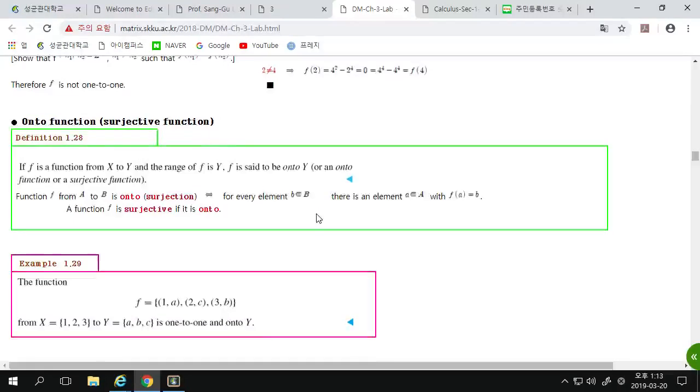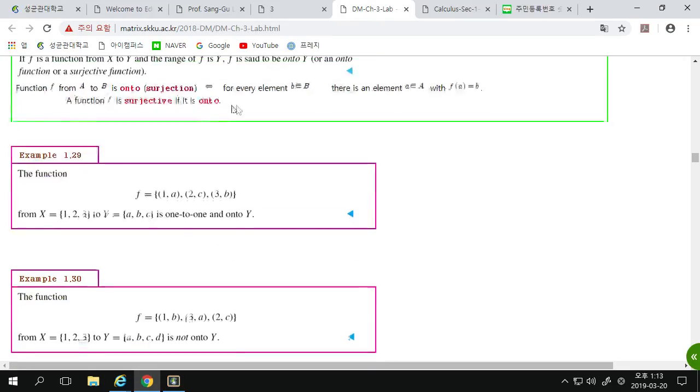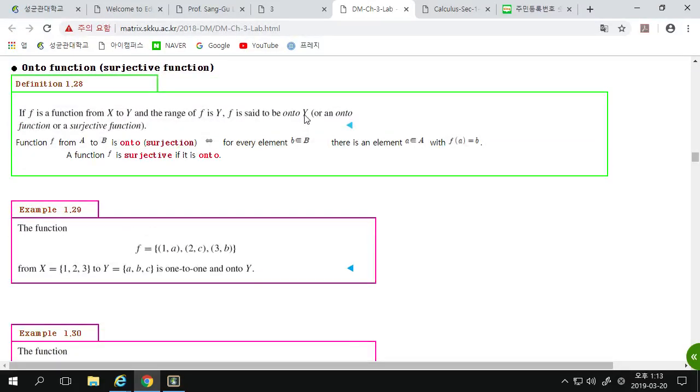Next, onto, the surjective function. If for a function f from X to Y the range of f is Y, then f is said to be onto Y. We call it an onto function, or surjective function. This onto means for every element b in capital B, there exists an element a in capital A with f of a equal to b. Then we call this function surjective or onto.